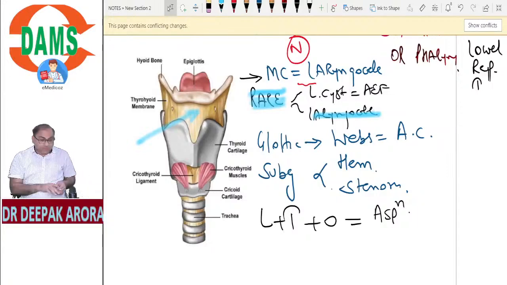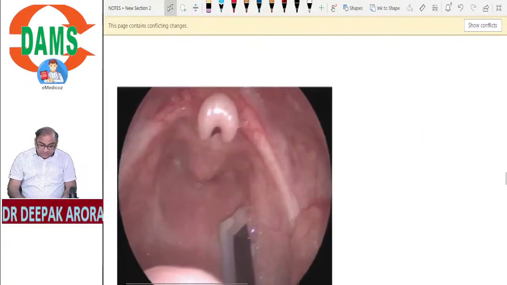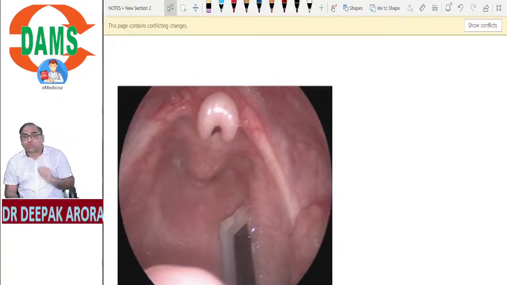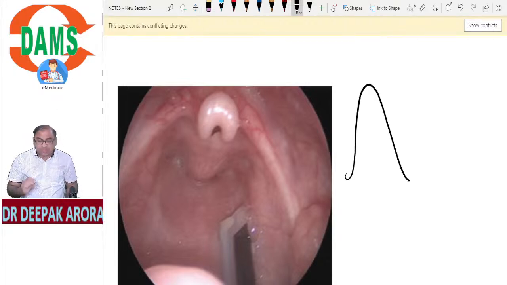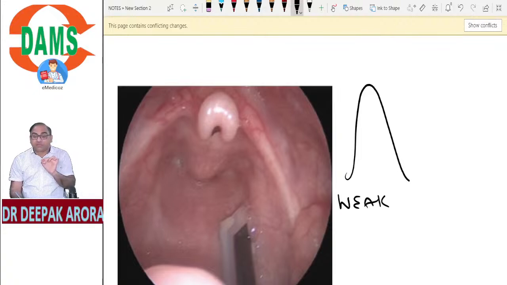After learning this, we have learned the sites of the lesion and the symptomatology: inspiratory dyspnea, biphasic, expiratory. Now we will apply these concepts. Let us start the first topic. This is an endoscopic view of the larynx. What is my normal epiglottis? You tell me. Normal epiglottis is like this. This epiglottis, this supraglottis, is very weak, very soft.